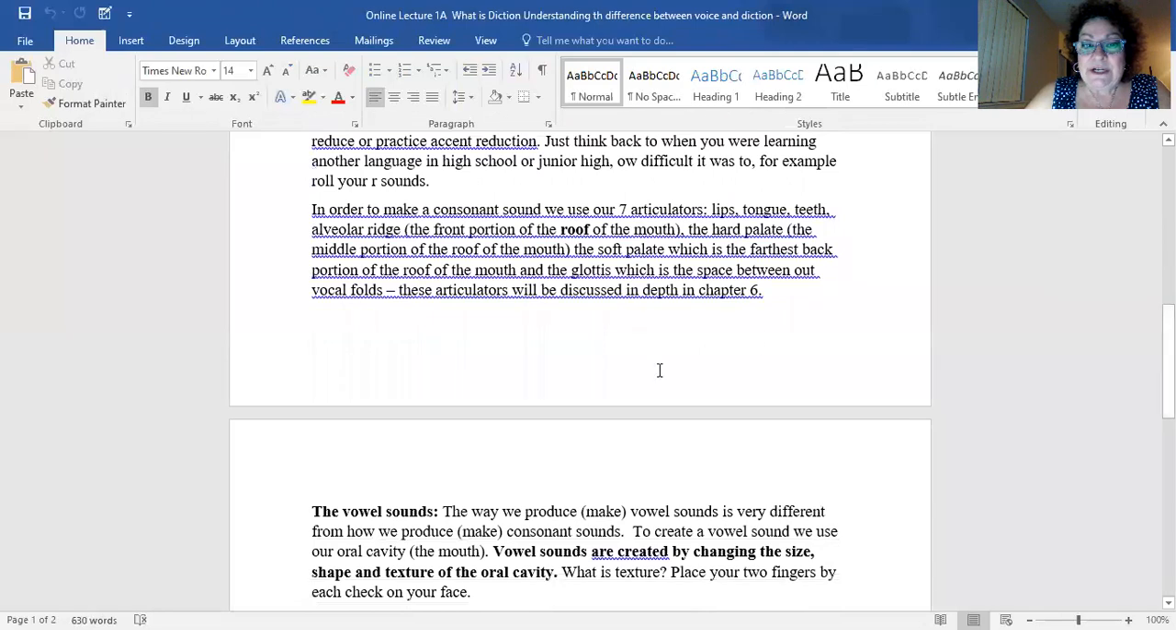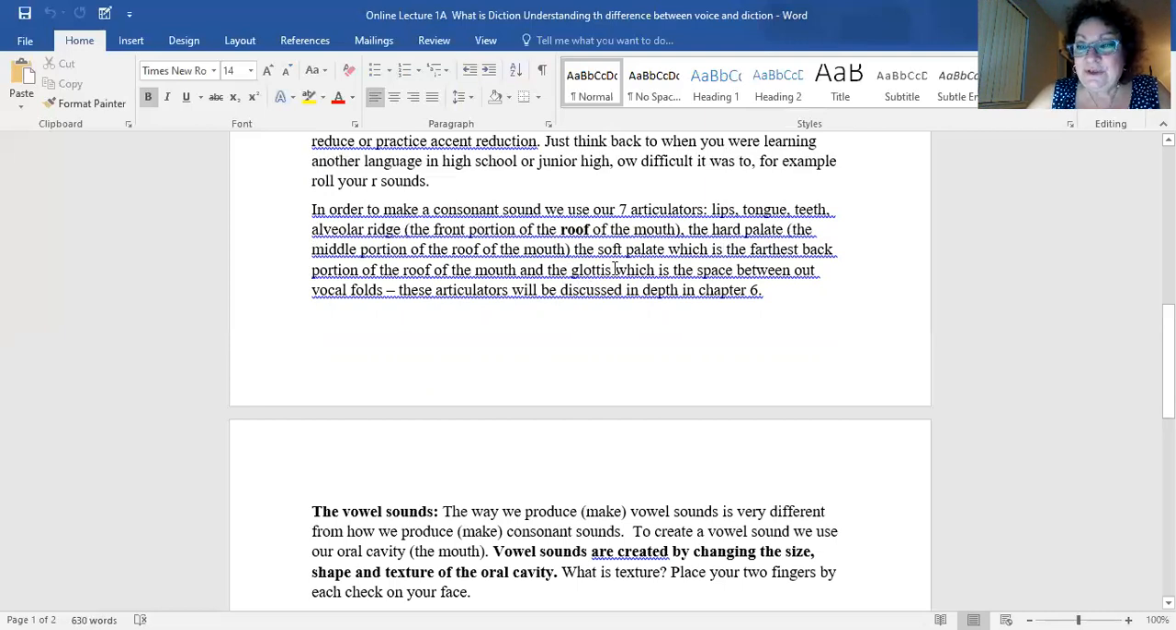So the one thing we have to understand about consonant sounds, we use our 7 articulators to produce consonant sounds. Lips, tongue, teeth, alveolar ridge, which is a new scientific term. It's the front roof of the mouth, and where you produce the l sound. So if you go la, la, la, la, la, that's your alveolar ridge. And the hard palate, shh, the sides of the tongue go to the middle portion of the roof of the mouth. And the soft palate, you cannot feel.